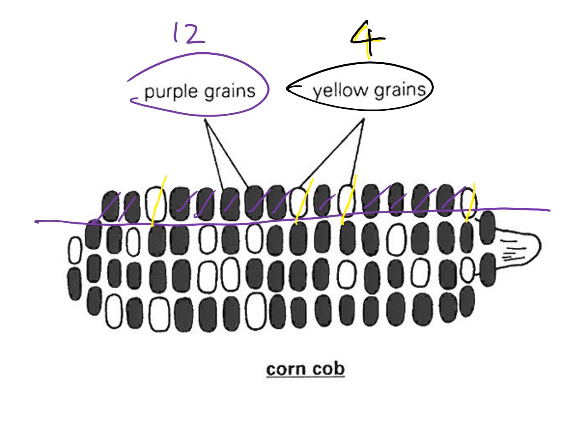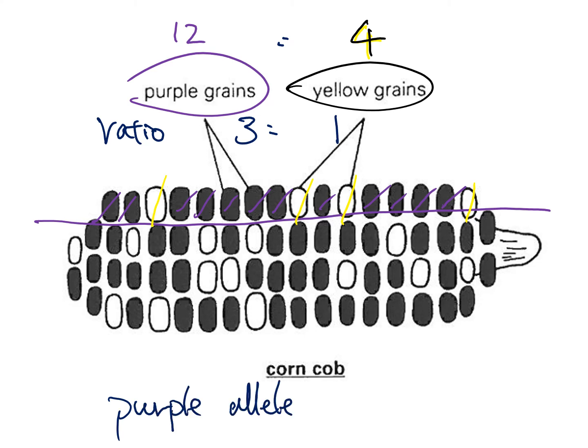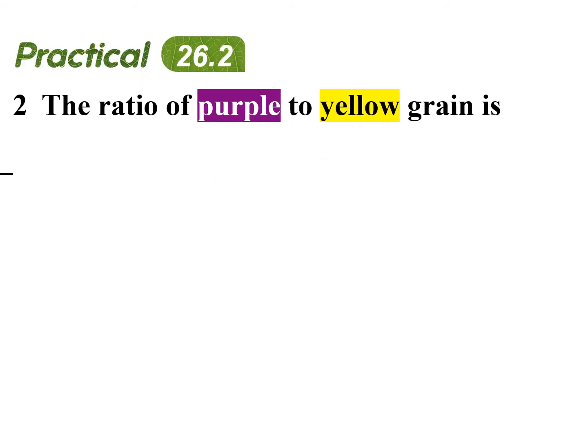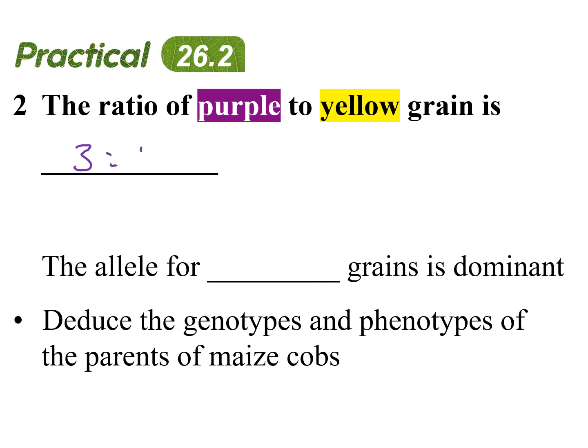What do you see here? You actually see a ratio of 3 to 1. Alright, so if you see a ratio of 3 to 1, purple to yellow grain, which character is the dominant character? It should be purple allele is the dominant allele. So let's fill it in. For the ratio of purple to yellow grain, it should be 3 to 1. And for the allele of purple, it should be dominant.